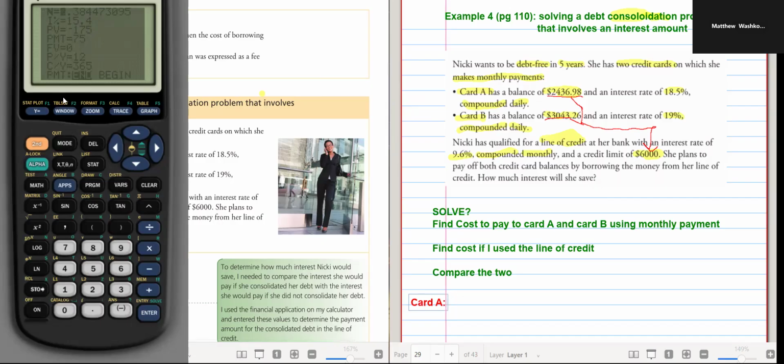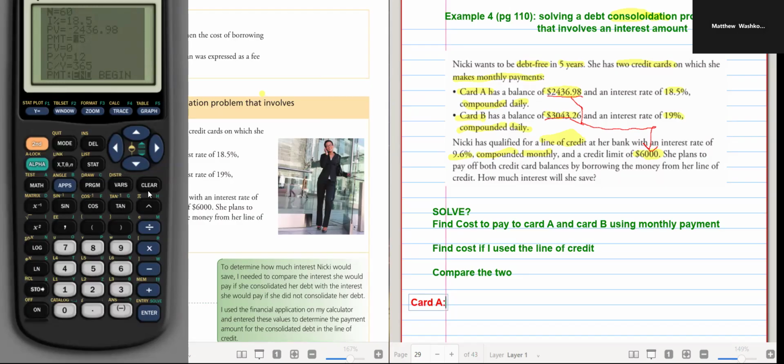Do I know what the N is? Yes, I know that's 60 months, right? 5 years, 12 months a year, 60. Do I know what the interest rate is? Yes, I do, 18.5%. Do I know what the present value is? Yes, it's negative $2,436.98. Do I know what the payments are?